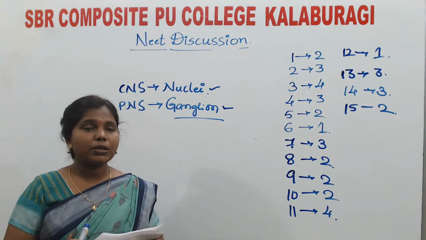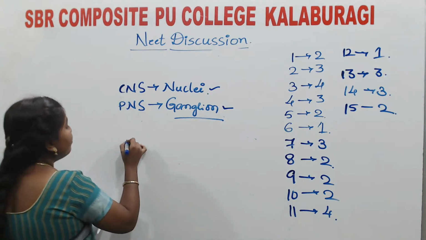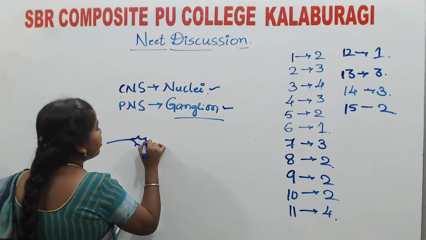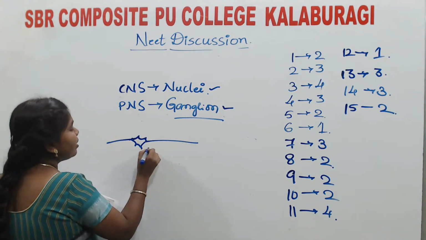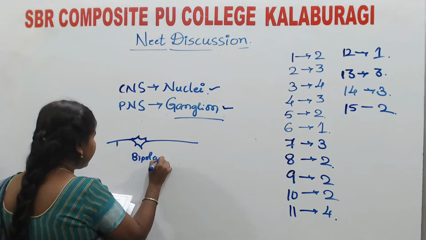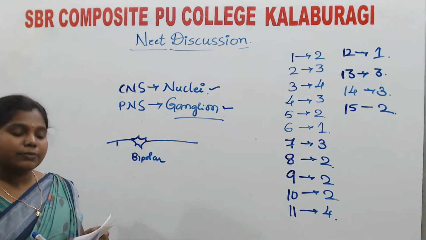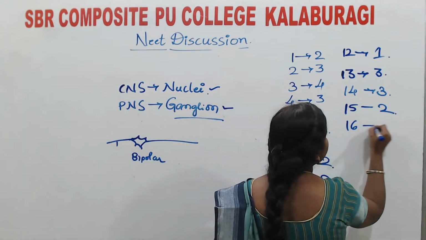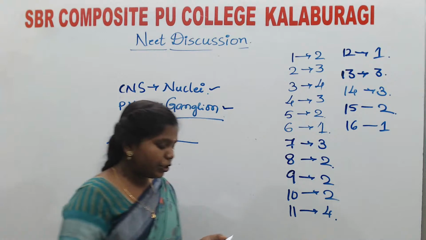Here bipolar neurons are nothing but the neurons with one axon and one dendrite. Okay, one axon and one dendrite are known as bipolar neurons, and these are present in the retina as well as the internal ear and olfactory epithelium. So the first option is the correct answer for the 16th question.